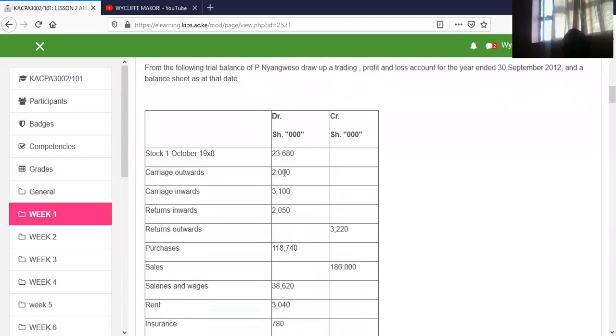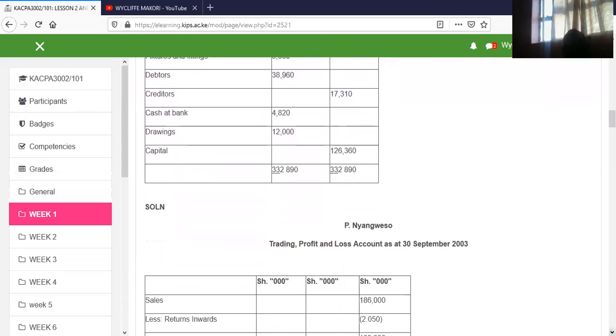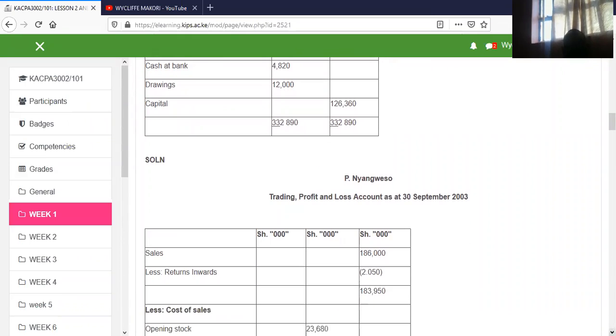The trial balance is given with the figures, and then you are asked to prepare the income statement or the trading profit and loss account. This is how we do it. The sales from the trial balance was amounting to this. You less the sales returns, or the goods that were sold but they were returned back later, so that now this figure is what we call the net sales.